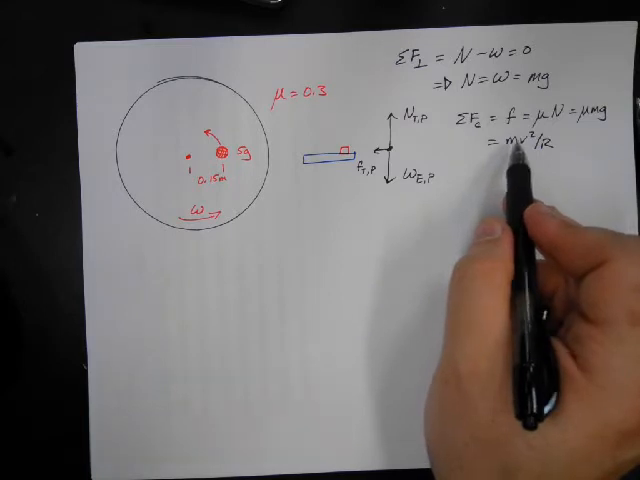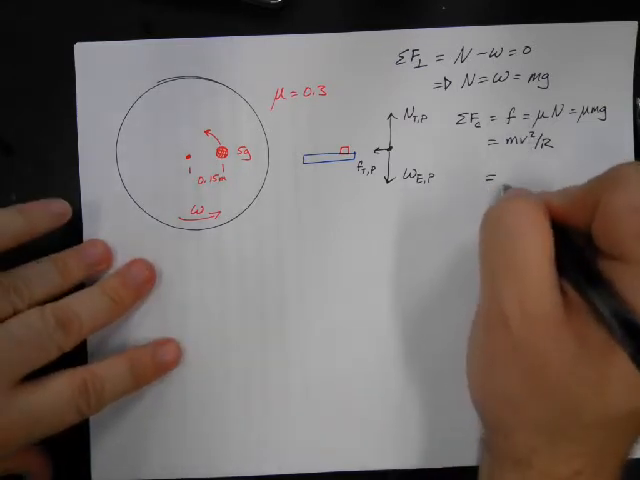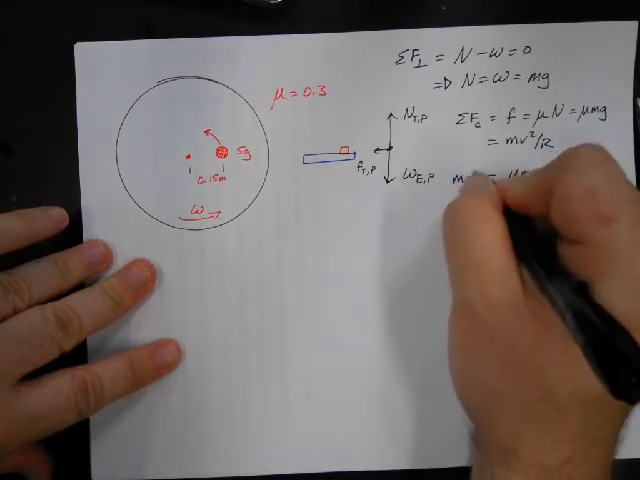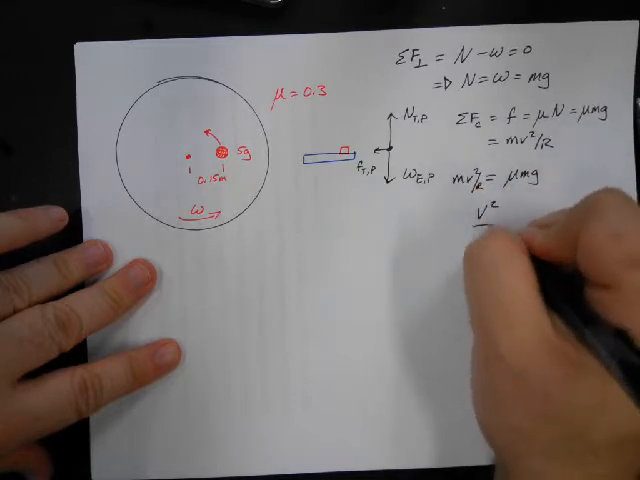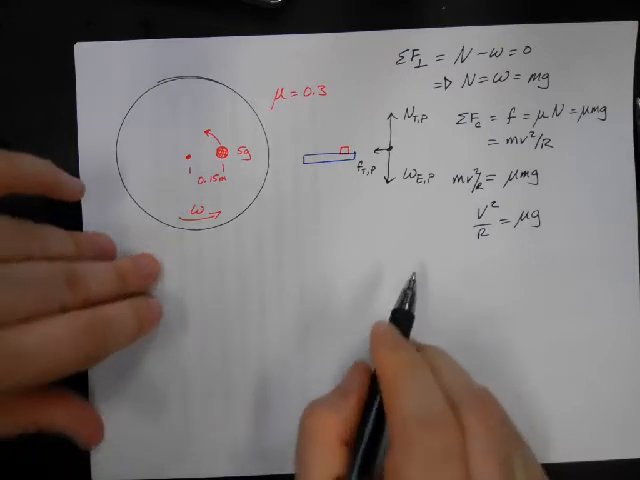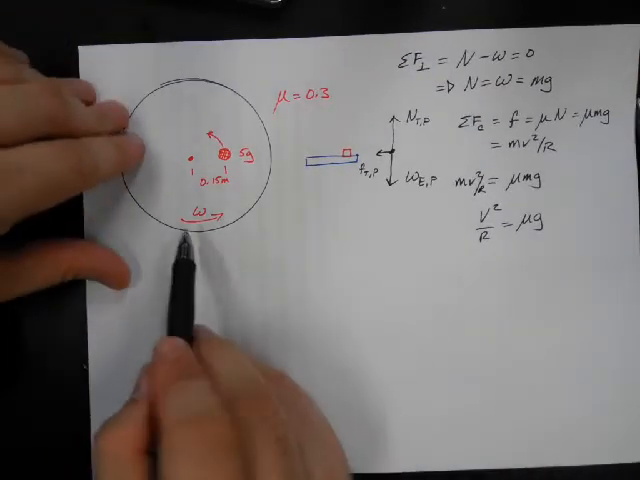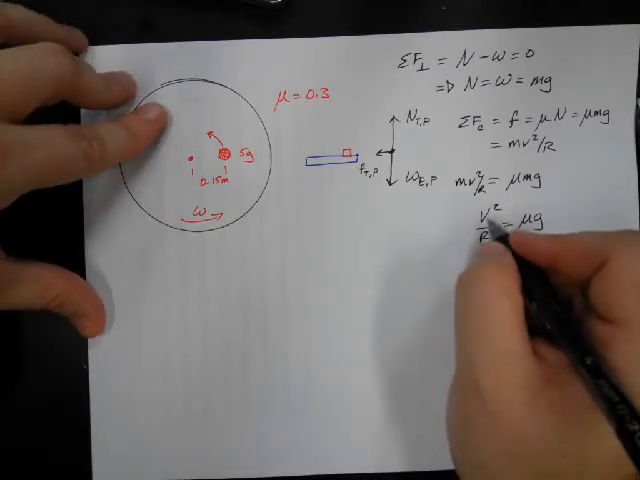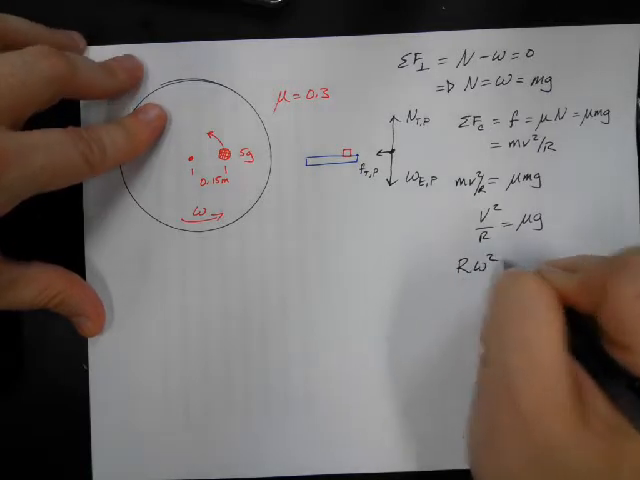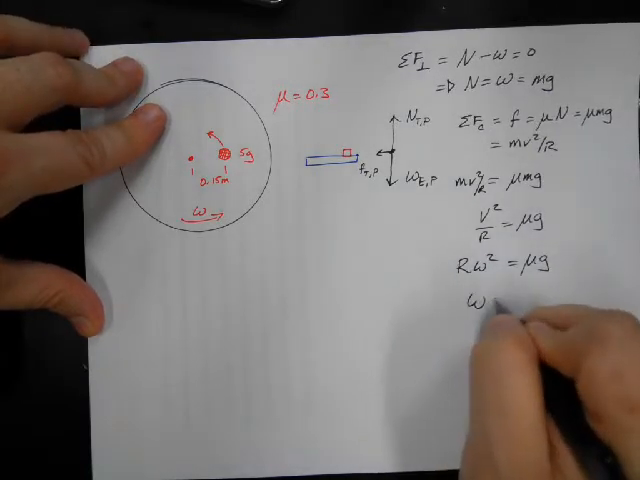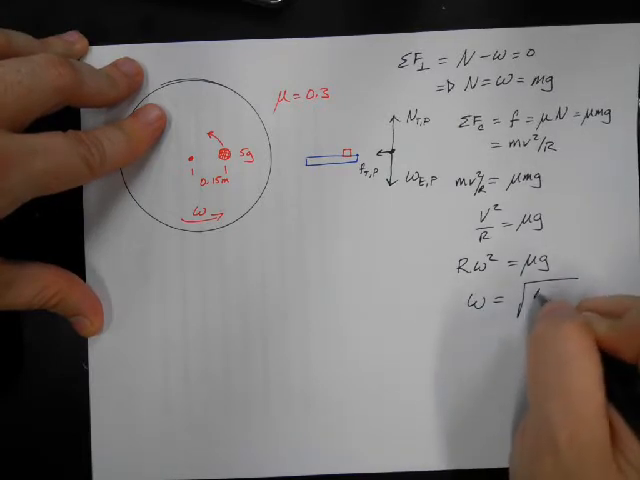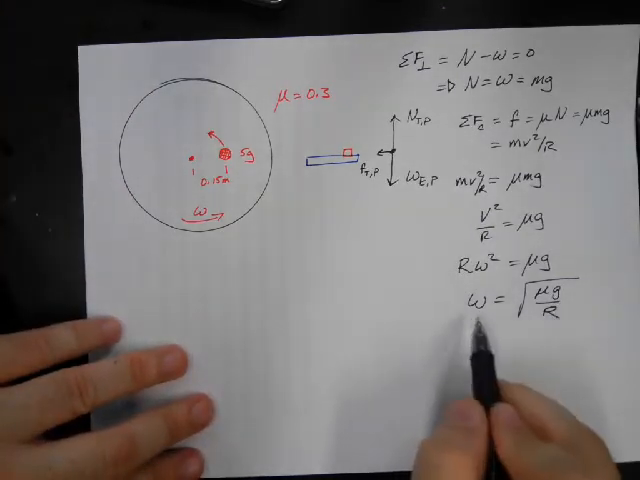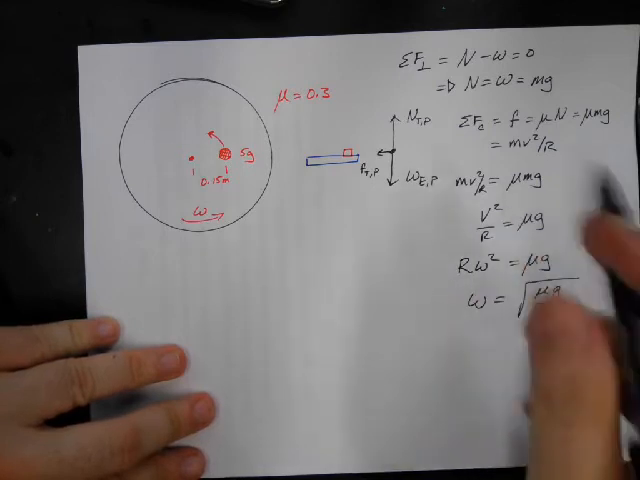So we can rewrite this. We can state that essentially mu m g is m v squared over r, or v squared over r is mu g. All right. But now we can write it in terms of omega. v squared here is, well, v is r omega, so this is r omega squared is mu g, or omega is the square root of mu g over r. And these are things we can find out. So it will slip immediately after we've done all this forces stuff.